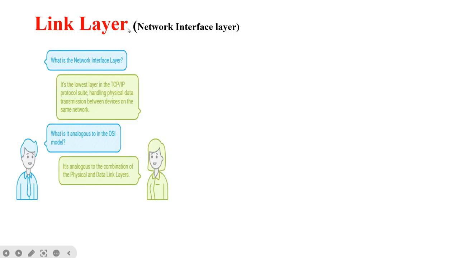We will see first what is the link layer. The link layer is the first, or lowest, layer in the TCP/IP protocol suite. It is also called the network interface layer, and it handles the physical data transmission between the devices on the same network. It is analogous to the combination of the physical layer and the data link layer, that is, it is synonymous with the collective physical and data link layers of the OSI model, and it enables the transmission of TCP/IP packets over the physical medium.